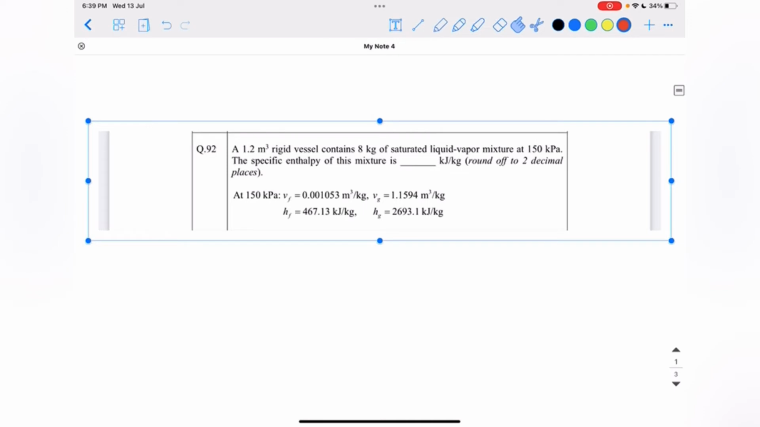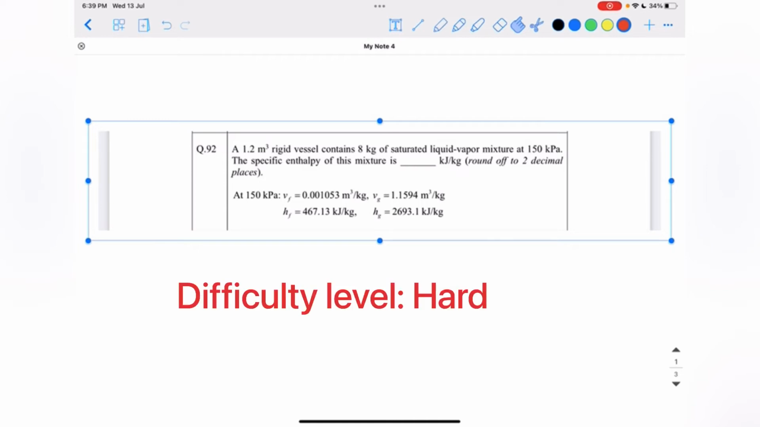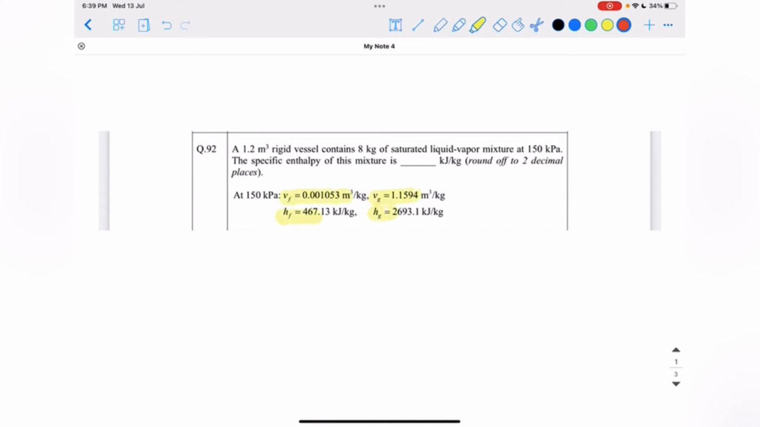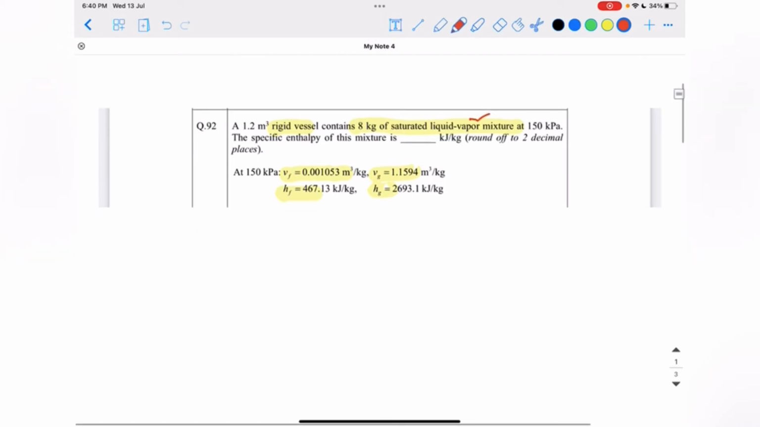Now moving on to the next question. A 1.2 meter cube rigid vessel contains 8 kg of saturated liquid vapor mixture at 150 kilopascal. The specific enthalpy of this mixture is, it is also given at 150 kilopascal, the values of Vf, Vg, Hf, Hg. So in this question we have a rigid vessel containing 8 kg of saturated liquid vapor mixture. So they have already defined the condition of the mixture, that is, in mixed state.